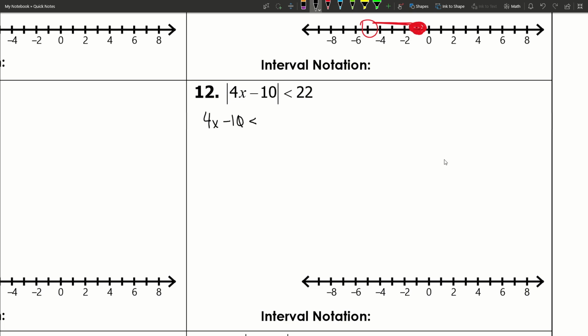4x minus 10 is less than 22. And do not forget, we also have to take the opposite of both our sign and our equals. So when we solve it again, we would have 4x minus 10 is greater than negative 22. The math steps that we do will be the same, but our answers will be a little different. We want to add 10 to both sides. So we have 4x is less than 32.